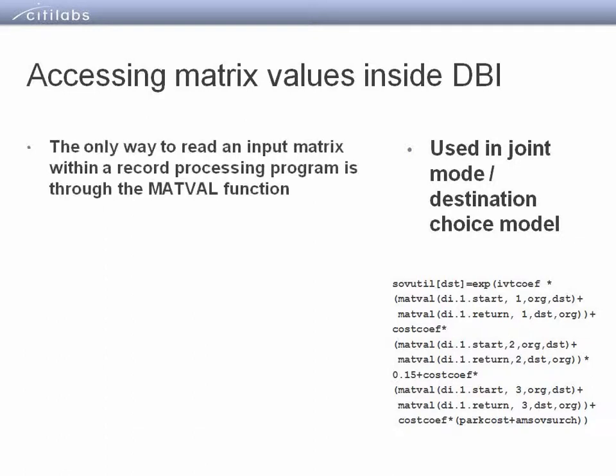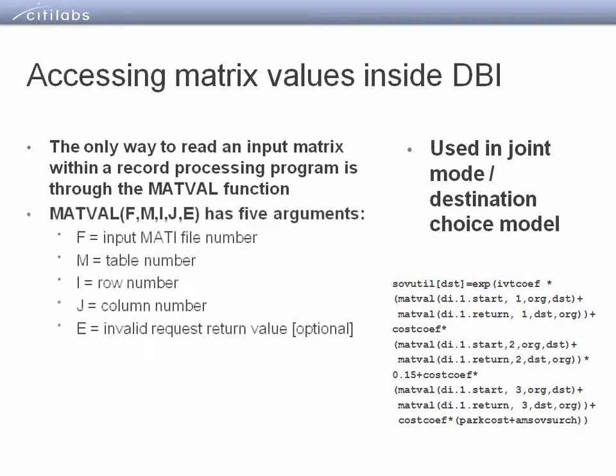We also make use of something that has been around for a while called Mattfile, which is a way to read an input matrix within a record processing program. It's random access of matrix values rather than linear access by iZone marching through the list of zones. This is used in the mode destination choice model. The Mattfile function has 5 arguments. The first is the Mattfile number, then the table number, and then you can index by I and J and randomly access matrix values.